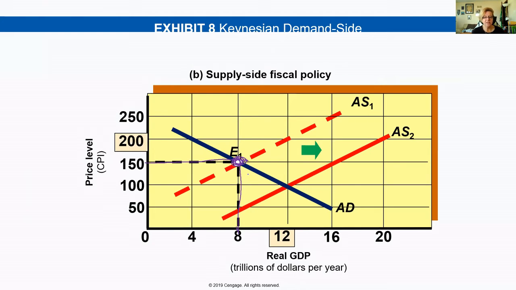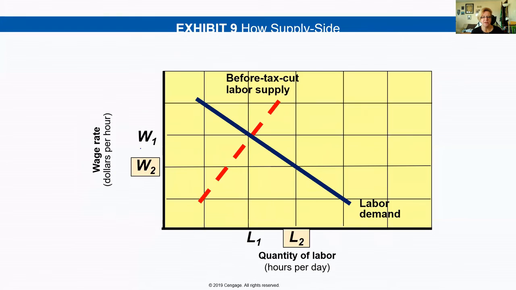What is the effect of this? The net effect is, notice now we're going to be at a lower price level here at 100. So the price level is going to decrease and real GDP will increase as a result. And here we end up at a new full employment.